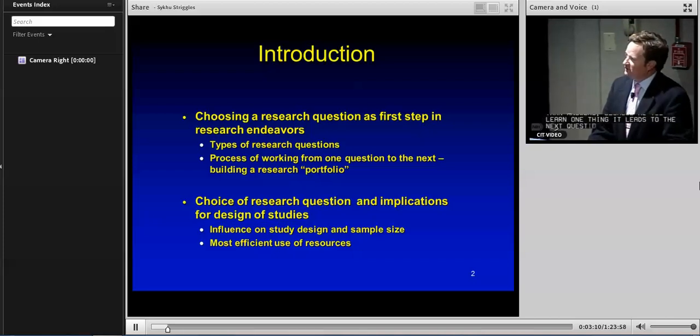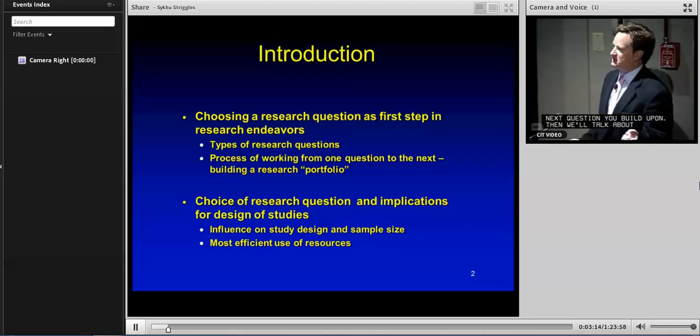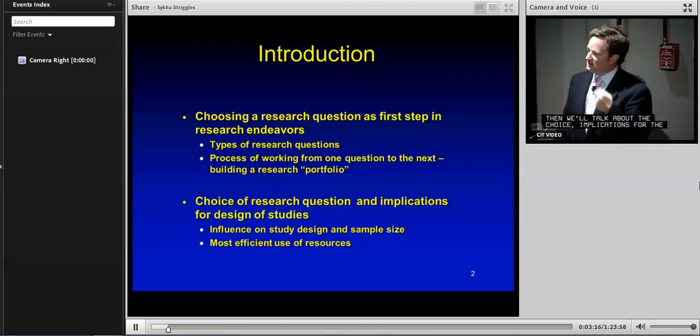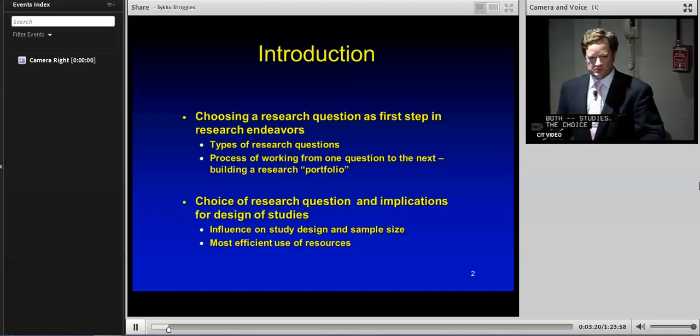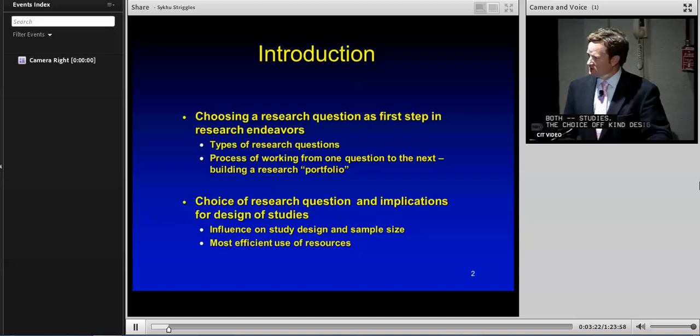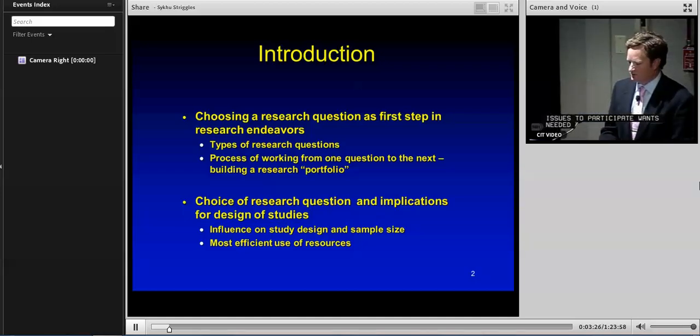And then we'll talk about, again, the choice of research question and how that has implications for the design of studies, both the choice of the kind of design and issues related to how many participants you need in the research, otherwise referred to as sample size, and how you can most efficiently use resources to get those studies done.